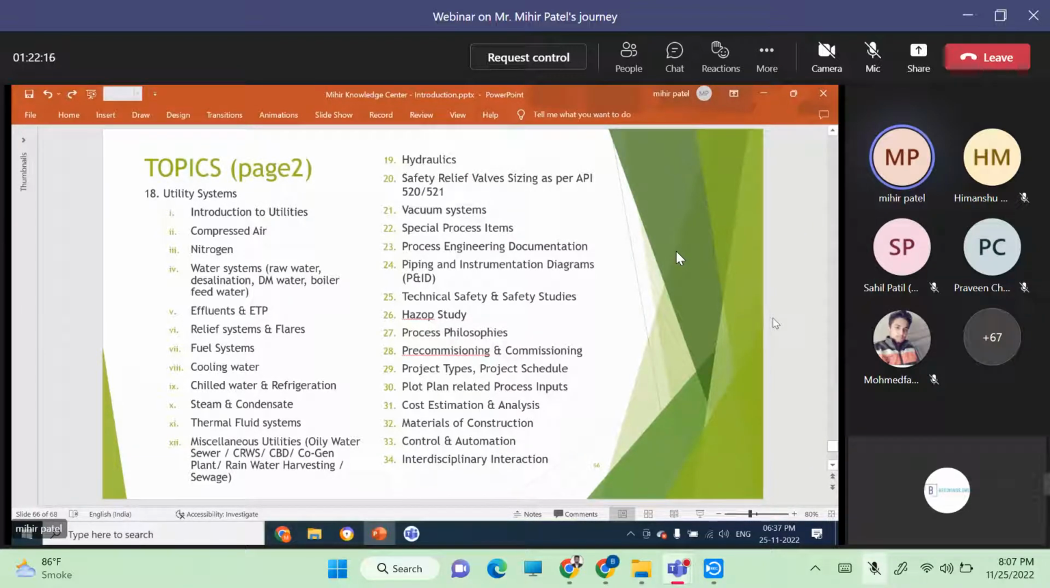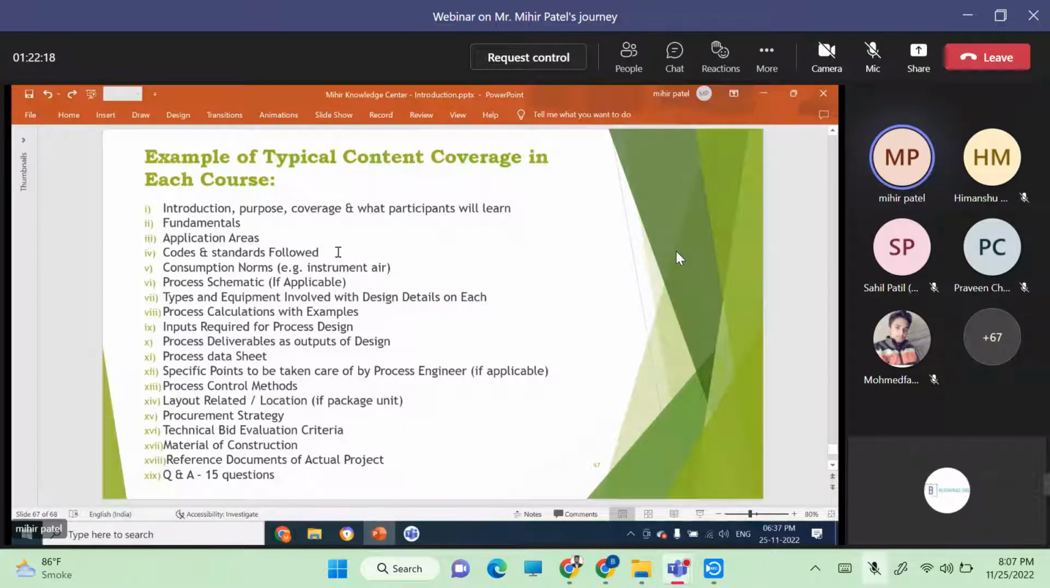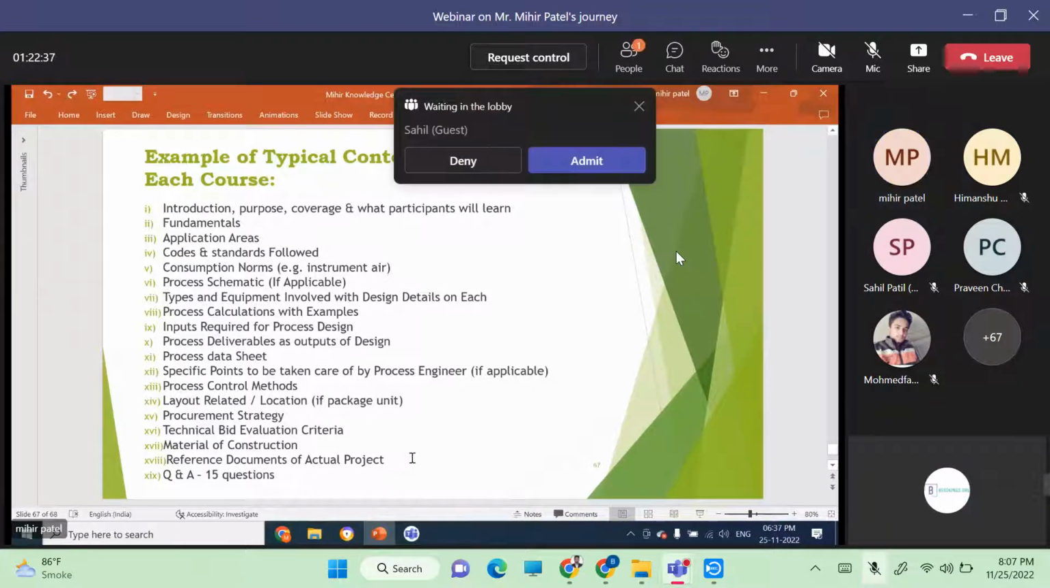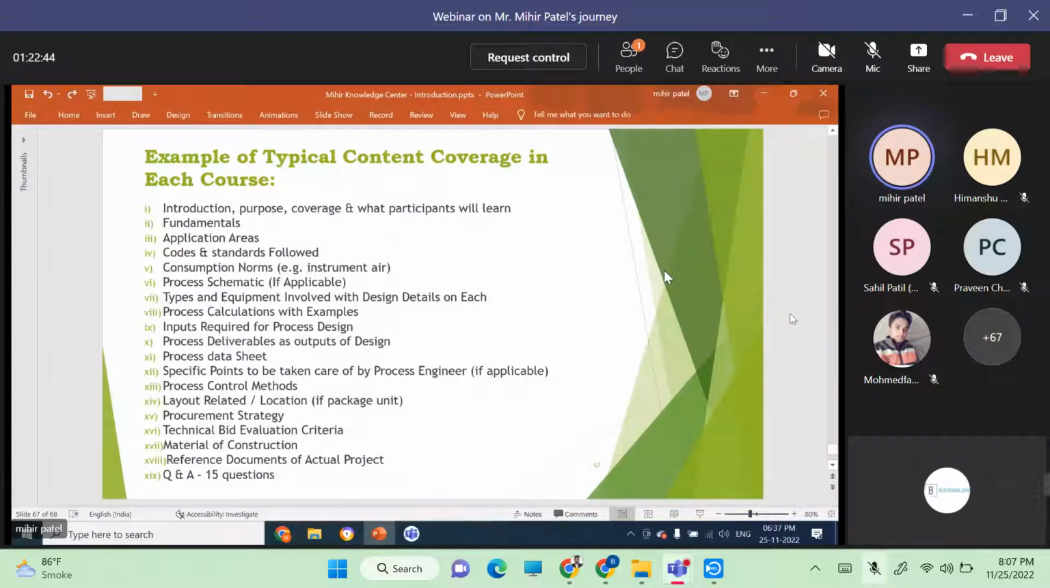And then in each and every webinar, I try to cover all these things which are very relevant to the process engineer. Fundamentals, application areas, codes and standards, process schematics, inputs required, process calculations with examples, datasheet preparation, control methods, layout related location, procurement strategy, which is important. So I sincerely request those who are really interested can also avail of this knowledge quotient.